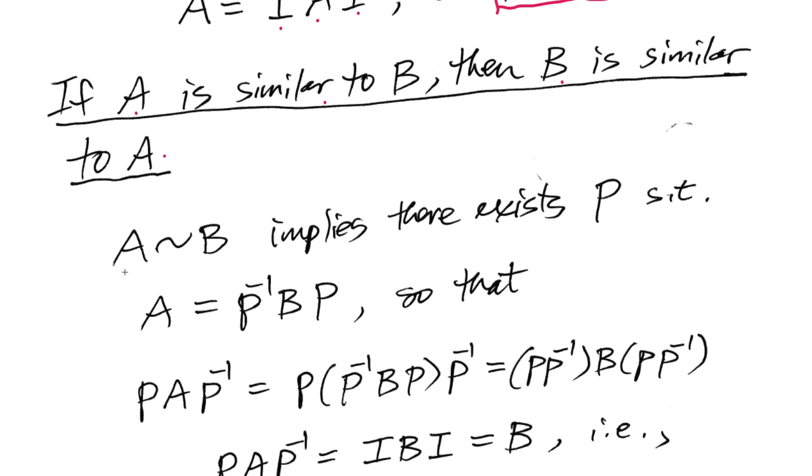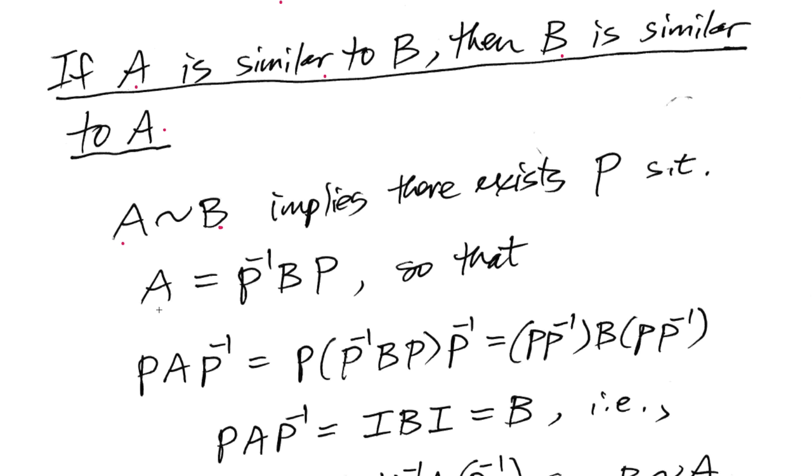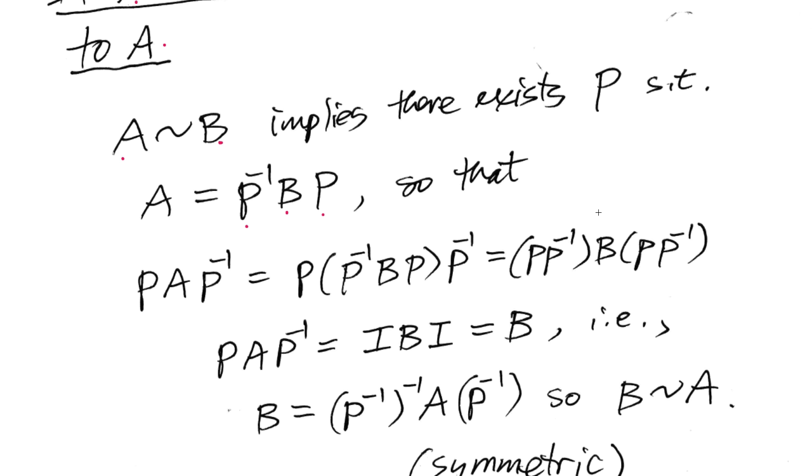Let's say A is similar to B. That would mean that there exists a P such that A is P inverse B times P, right? All right, some such P exists. So suppose I did the following little calculation. Suppose I went P times A times P inverse. Just a little calculation I'm going to do. Then that would be P times P inverse B P times P inverse. Clearly, all I did was substitute for A this formulation.